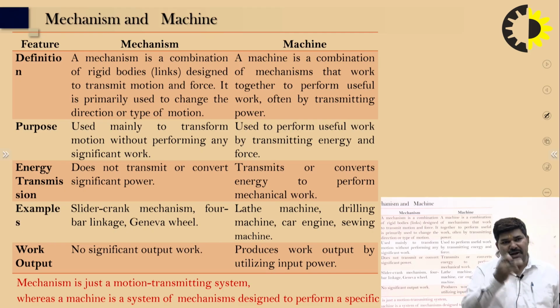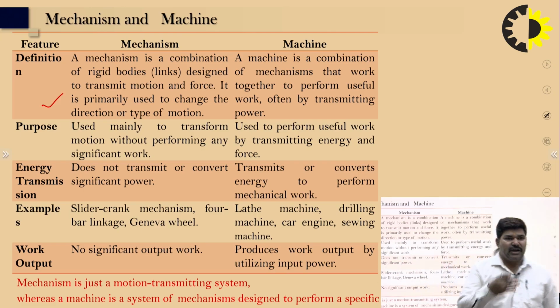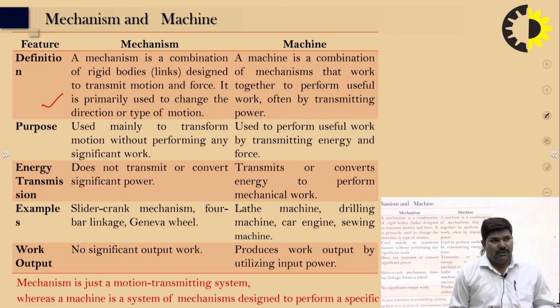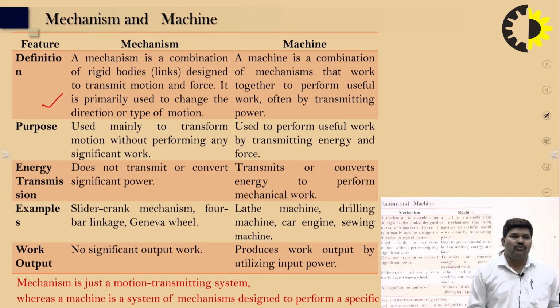We will find out the various features, like the definition. On the basis of the definition, we can classify and define them. Then on the basis of purpose, we can define. Then energy transmission. Then what are the examples of this machine and mechanism. And the work output, what is the benefit of the work output of this machine and mechanism.